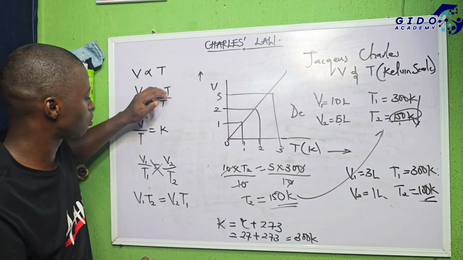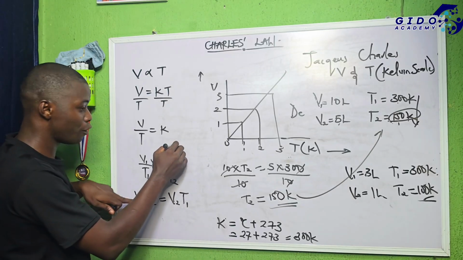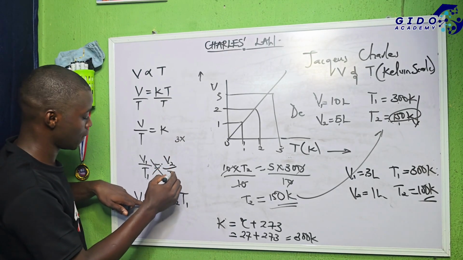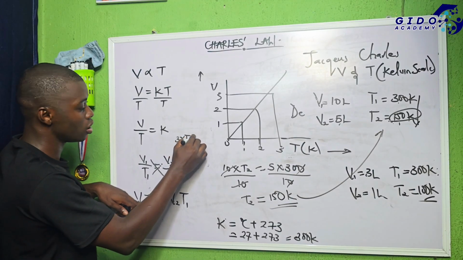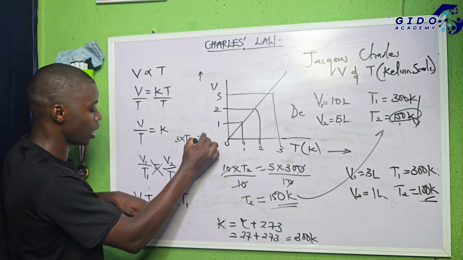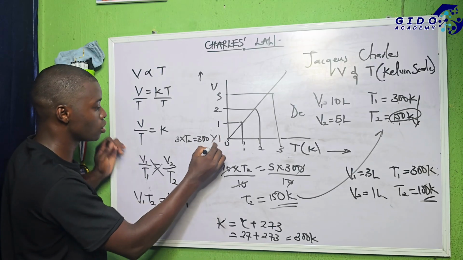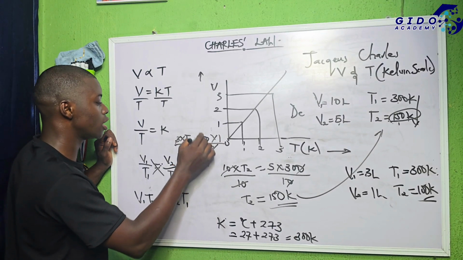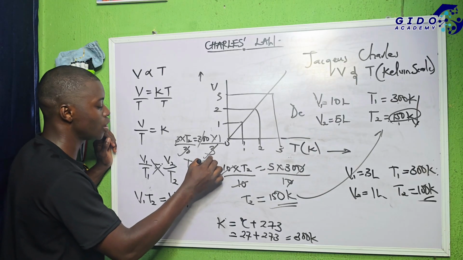Now let us solve. So we have V1. What's our V1? V1 is 3 times T2. T2 was unknown. Is equal to V2. Our V2 is 300, and our T1 is 1. So I'll divide both sides by 3. So my T2 is equal to 300 divided by 3. What do we have? 100 Kelvin.